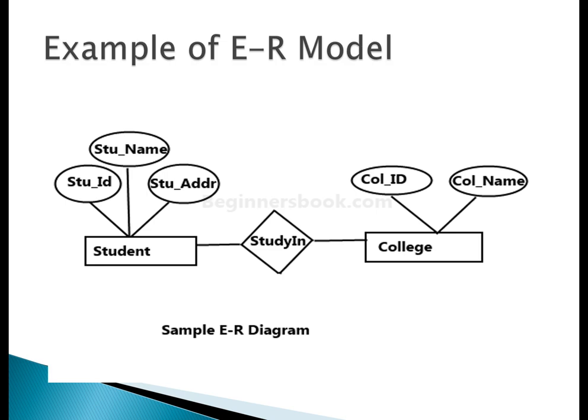So now we have defined entities and their attributes. Now it's time to show the relationship among these two entities. How they are related? That is your relationship. Student and college. See, student studies in college, right? So study in is the relationship among this student and college. So this is how we represent ER model, entity relationship model.